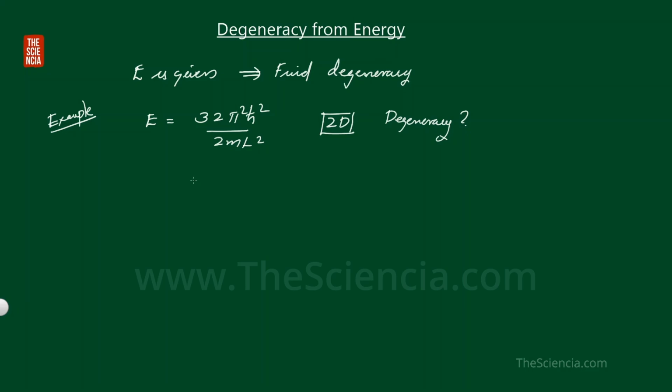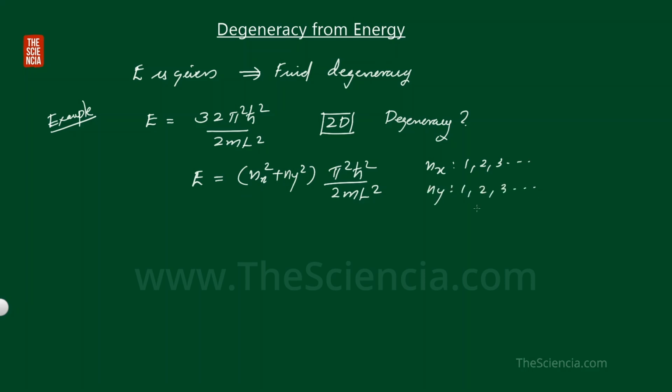We know for a 2D box, the expression for energy is nx square plus ny square into pi square h cut square by 2 m l square. Here nx can have values 1, 2, 3, etc. and ny also can have values 1, 2, 3, etc. Now we can compare these two equations. When we compare, we find 32 is equal to nx square plus ny square. That is, nx square plus ny square should be equal to 32.